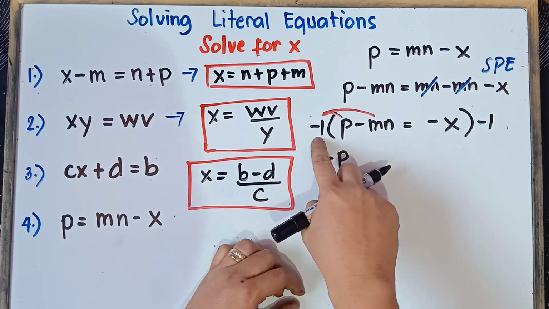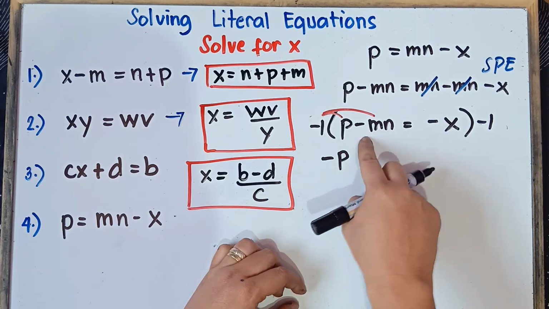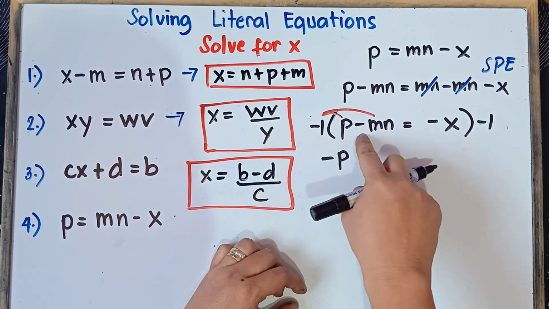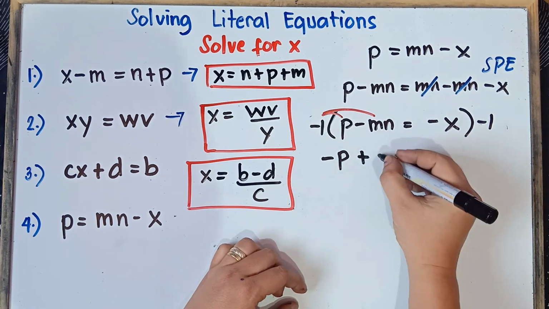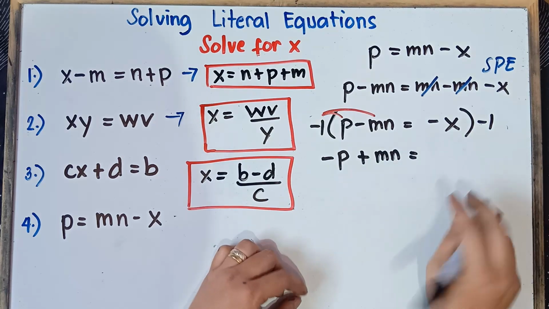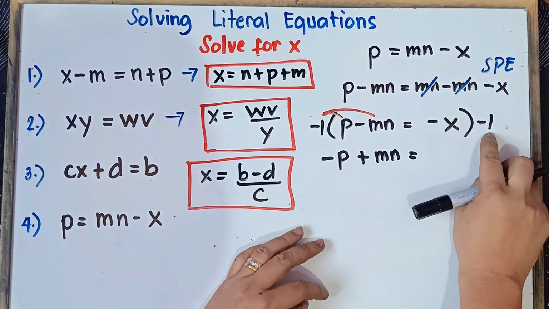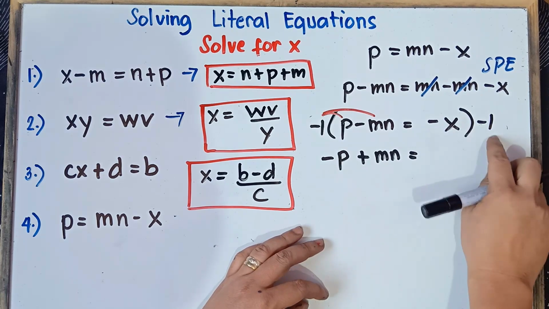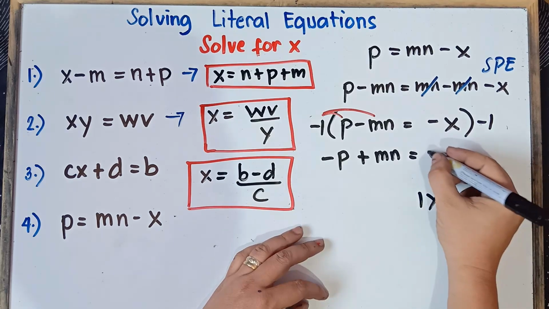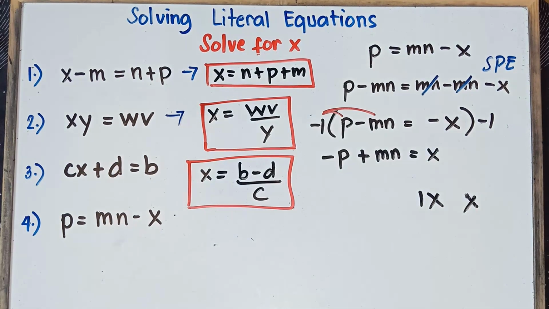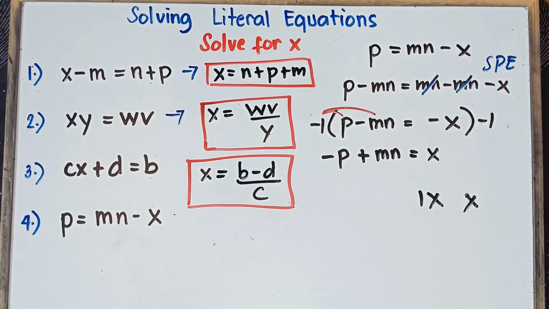And then negative 1 times negative Mn. Negative times negative would be positive, and 1 times Mn is simply Mn. Equals negative times negative, which is positive, X times 1 is 1x or simply x. That's it, class. That's the answer for example number 4.